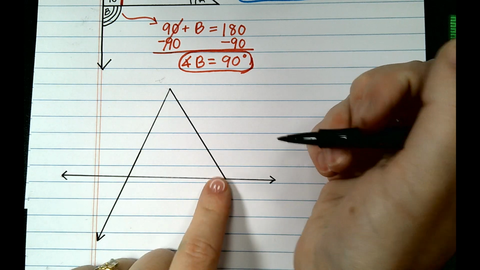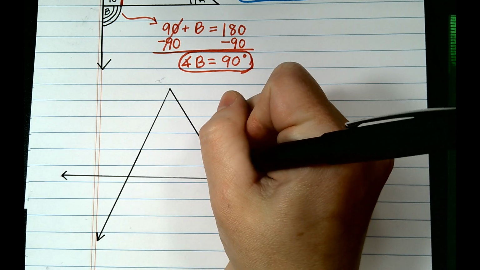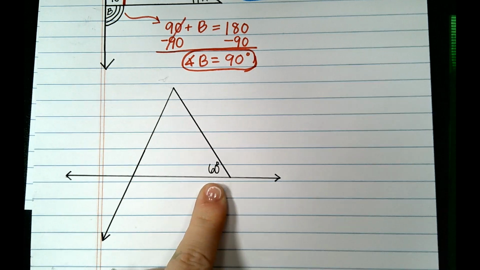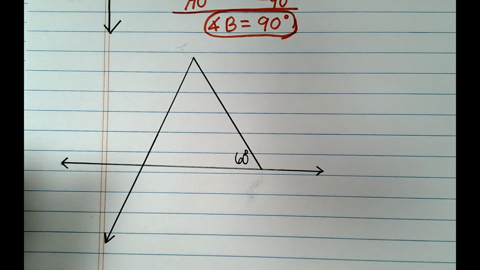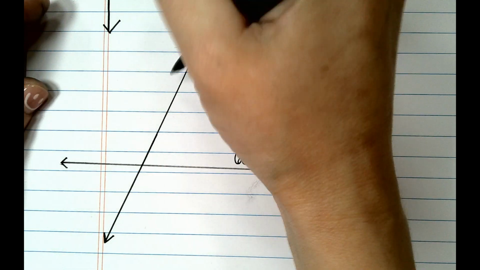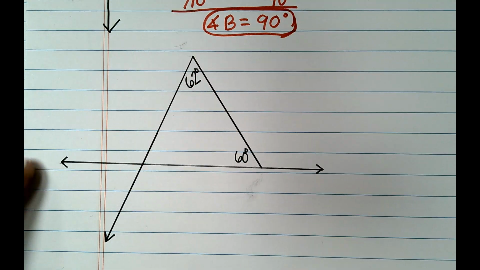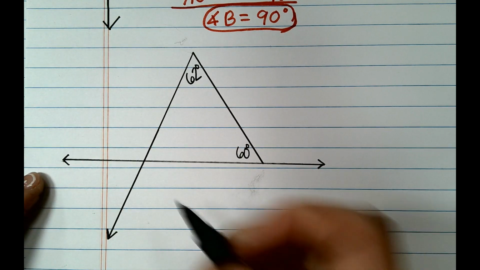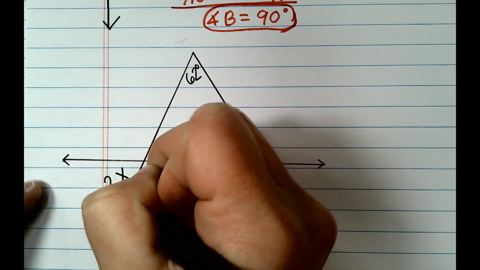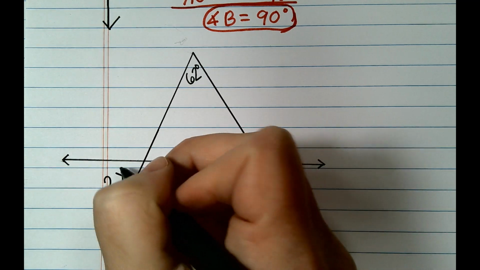All right, so let's say this is 60 degrees. We'll say this is 62 degrees. And we'll say this is 2x right here.